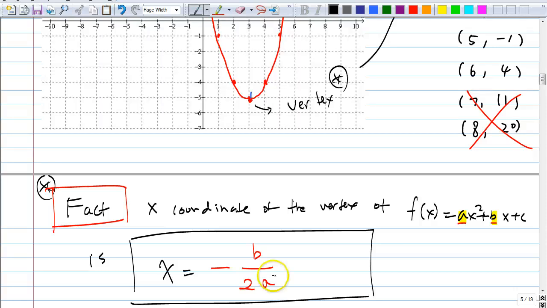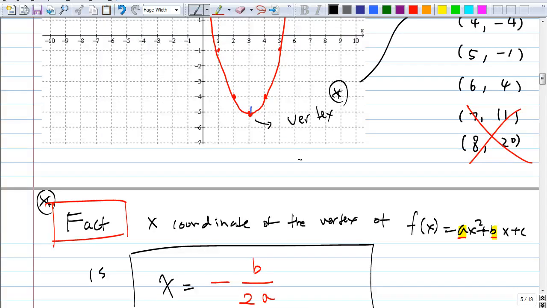By the way, where do you think this a and b come from? It comes from the quadratic equation. A is the coefficient of the x squared term. B is the coefficient of the linear term x. So this tells you the x coordinate of the vertex.